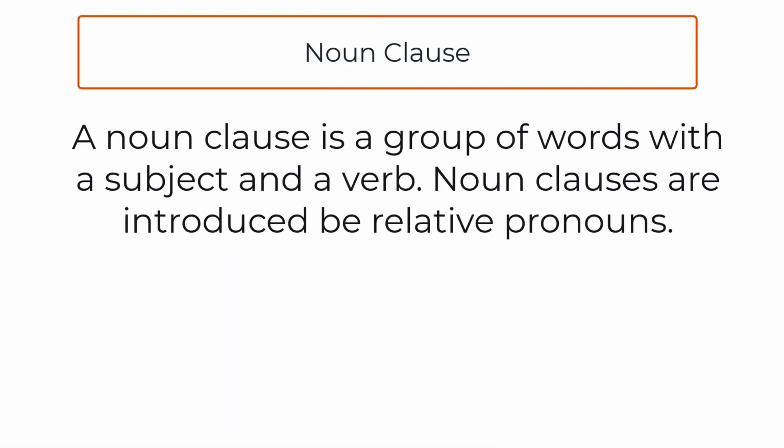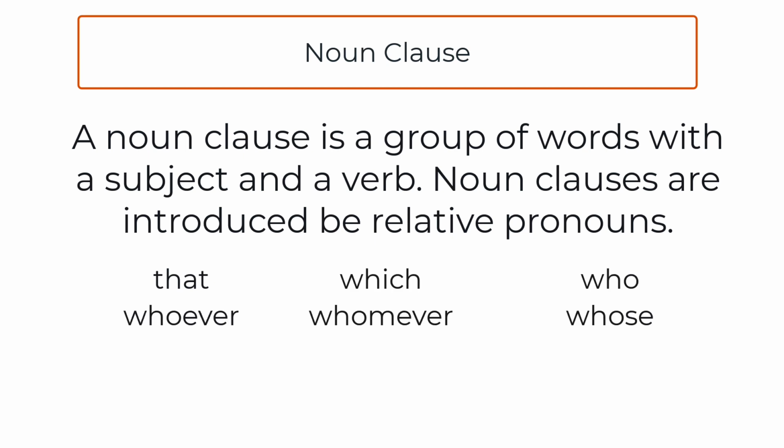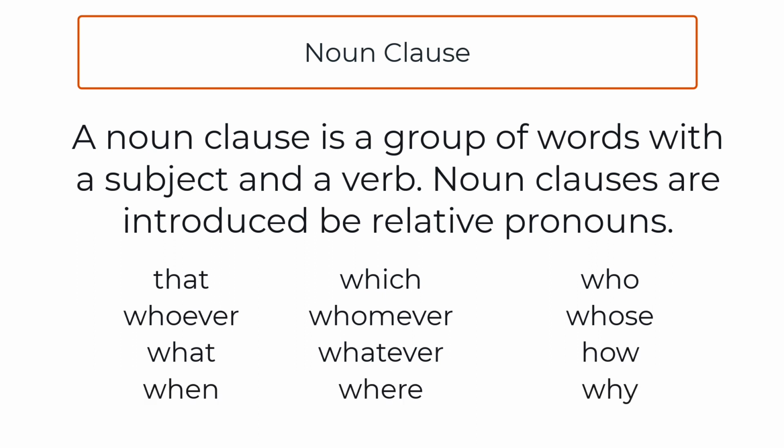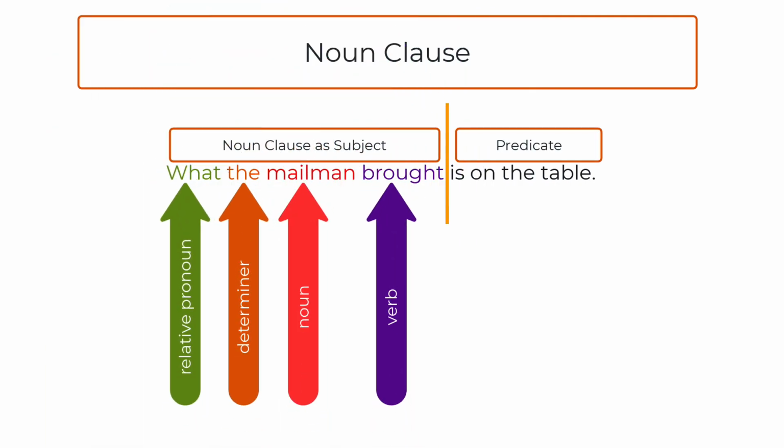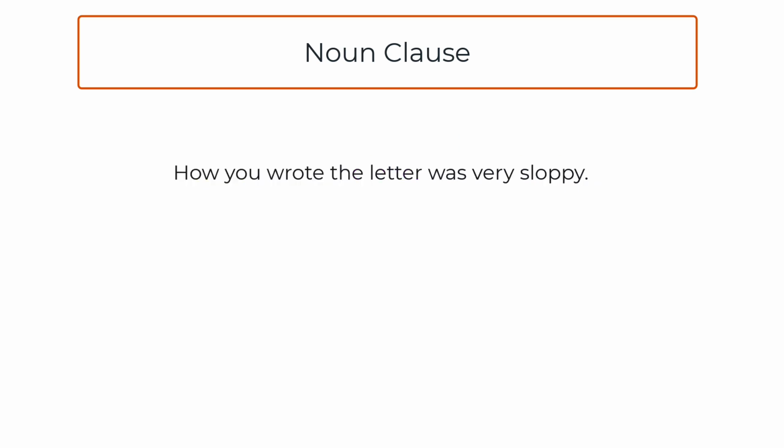A noun clause can also serve as a subject. A noun clause is a clause, a group of words with a subject and a verb. Noun clauses are usually introduced by words, relative pronouns, that, which, who, whoever, whomever, whose, what, whatever, how, when, where, and why. What the mailman brought is on the table. How you wrote the letter was very sloppy.